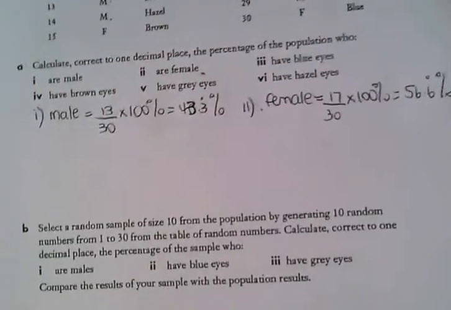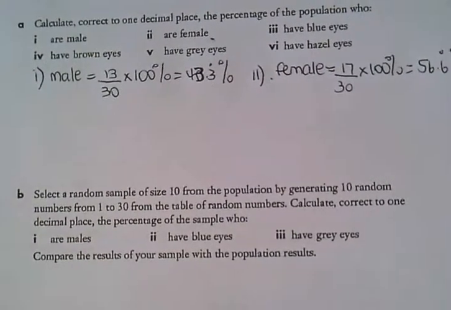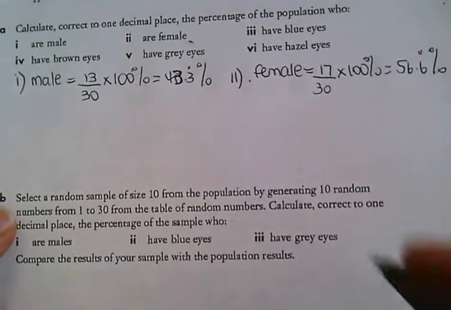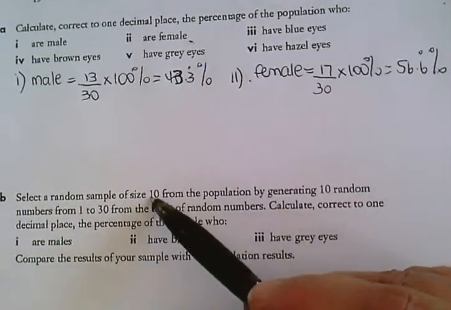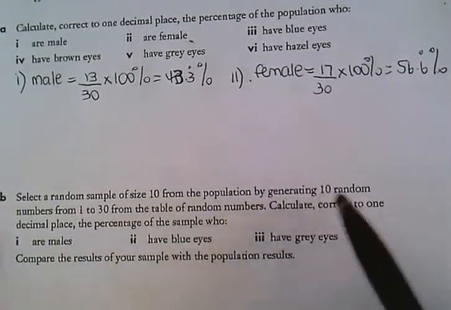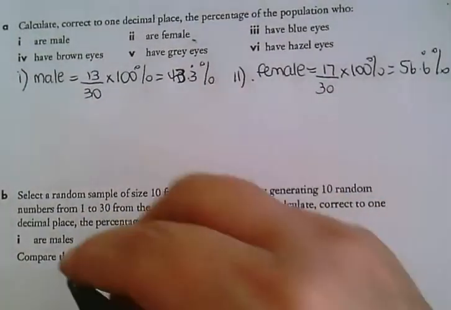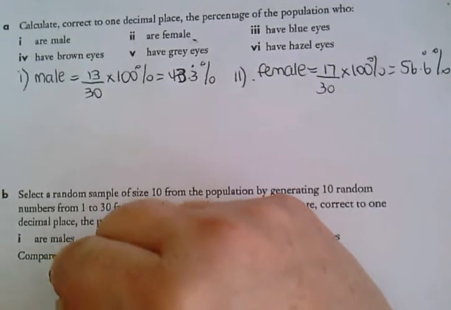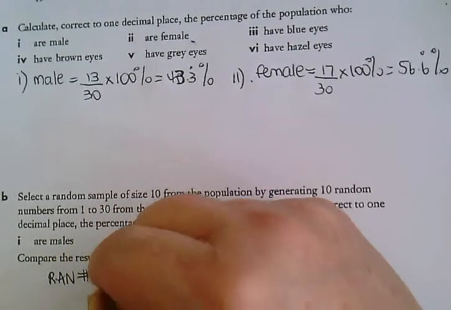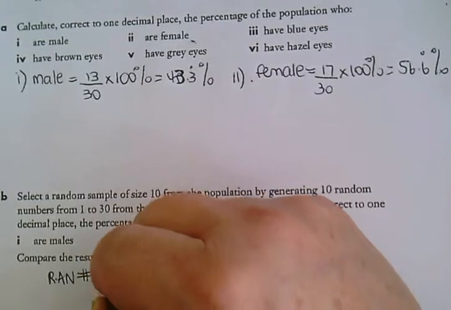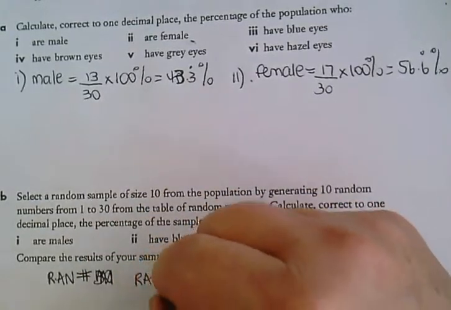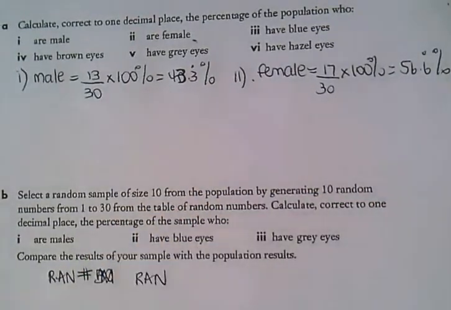You can do those. Now, what I need to do, I'm just going to do one random sample. It says select a random sample of size 10 from the population by generating 10 random numbers from 1 to 30. How do I do that? I can use the table of random numbers, or you could use a calculator, whatever you like.